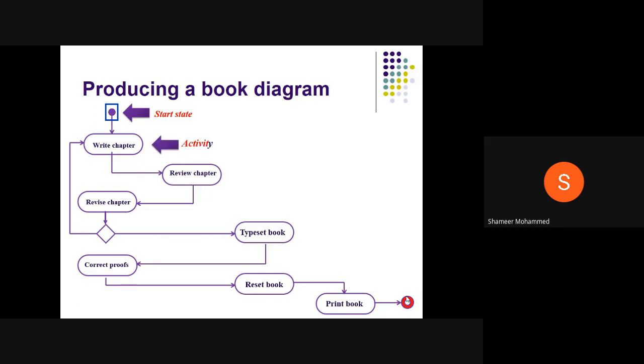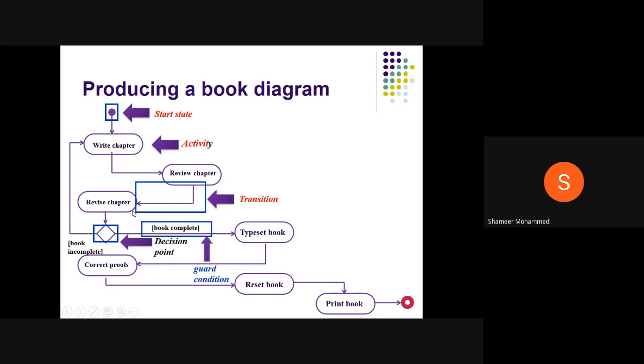This is called an activity. This is called a transition, changing from one state, reviewing, to revising. This is a decision point. Book complete, you take this path. If the book is incomplete, go here and write the book and complete it again. This is the condition. To print the book, you should correct it and check, reset the book. End the state.